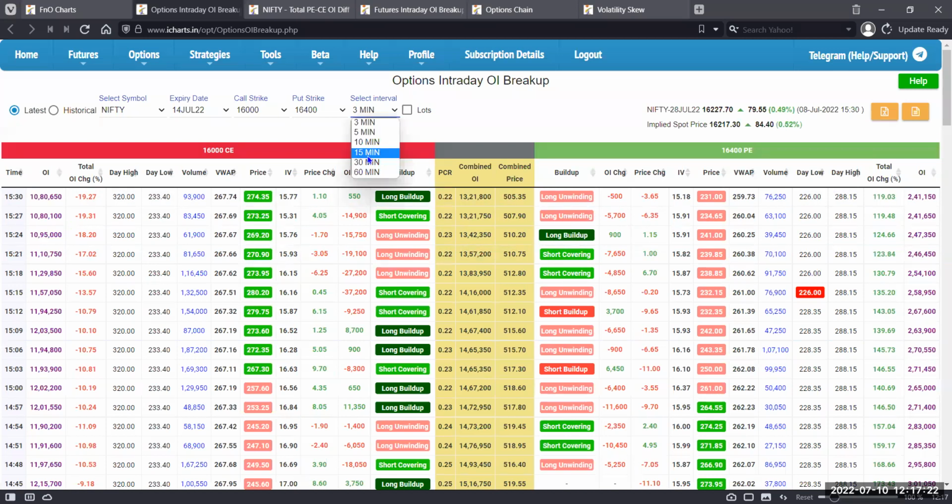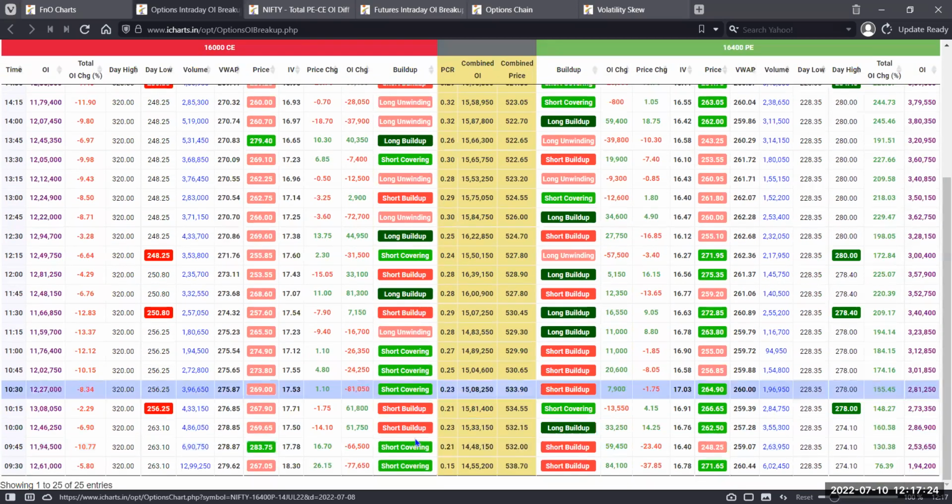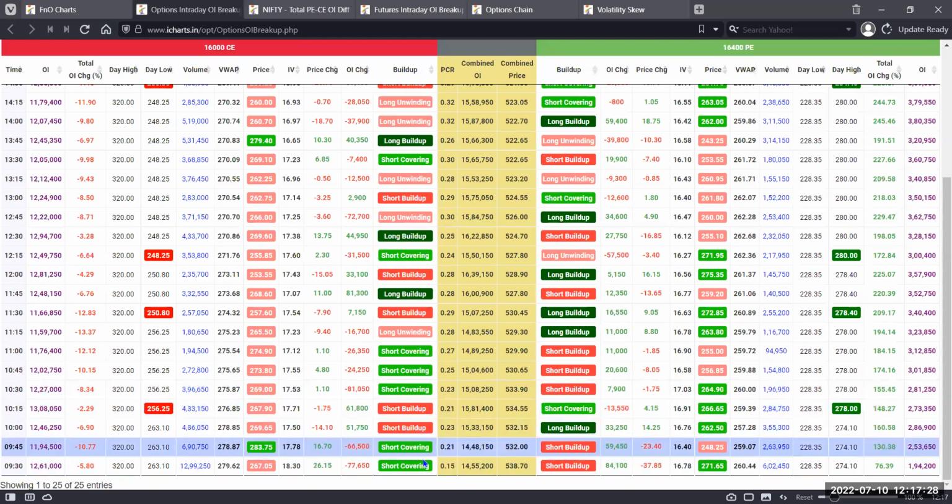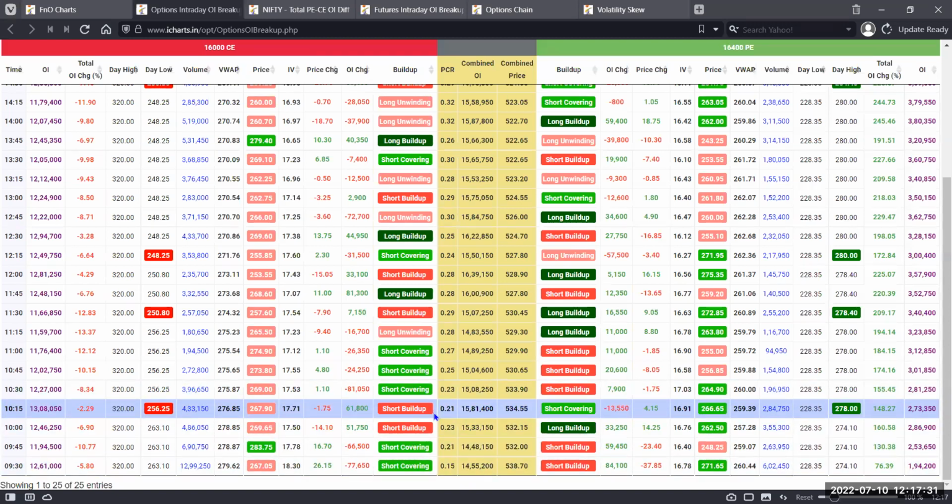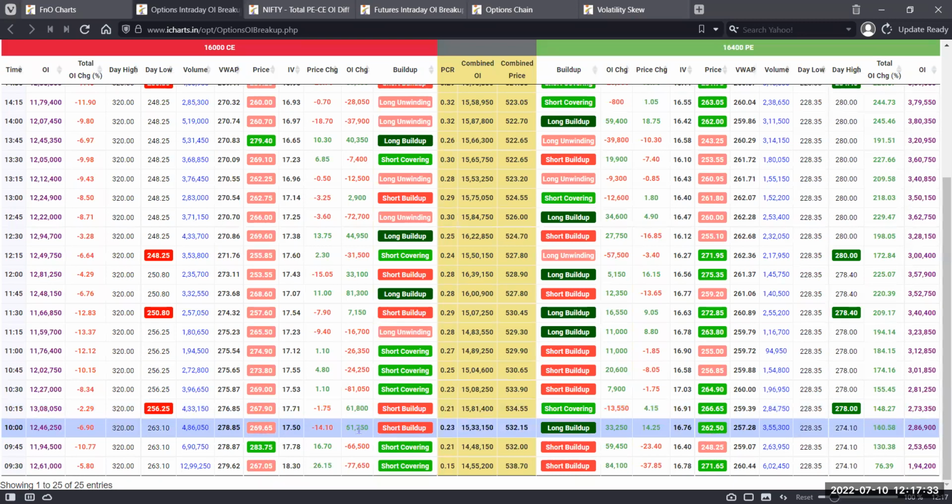I would still suggest going to a higher time frame, because I'm not too comfortable analyzing shorter time frames over here. Here itself at 10 o'clock, this has built up on this side. But again, it would not be significant because buildup is there on this side also. So this buildup has continued continuously, and this particular short buildup is not that significant.